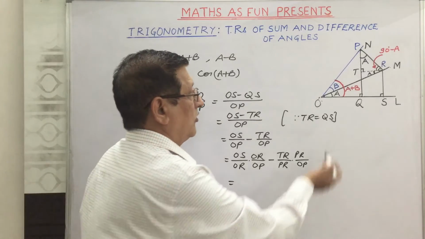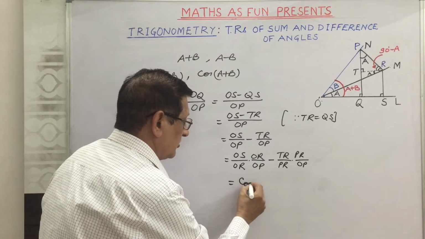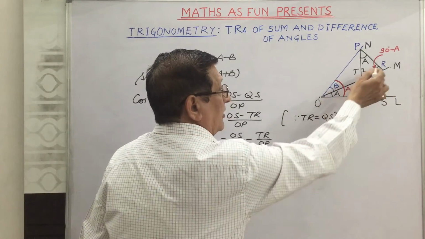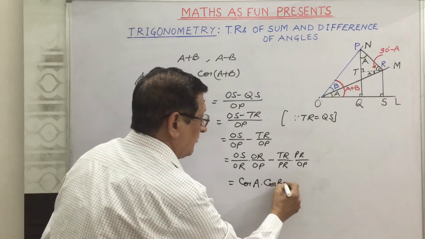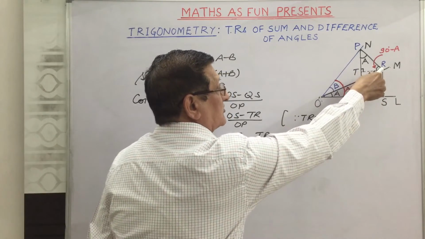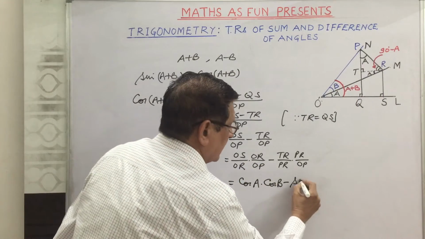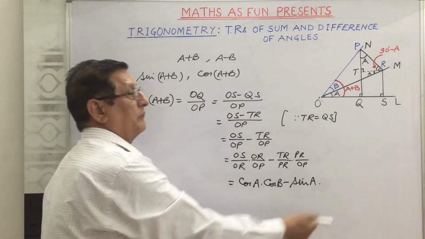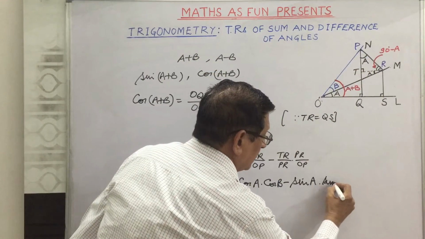OS upon OR. OS is the base, OR is the hypotenuse for angle A. So will it be cos of A? OR upon OP. OR is the base for B and OP is the hypotenuse. So will it be cos B minus TR upon PR. TR is the opposite side to A, so this is the perpendicular. PR is the hypotenuse. So perpendicular upon hypotenuse is sine, so we can write this as sine A. PR upon OP. PR you find for B is perpendicular, OP is the hypotenuse, so will it be sine B?